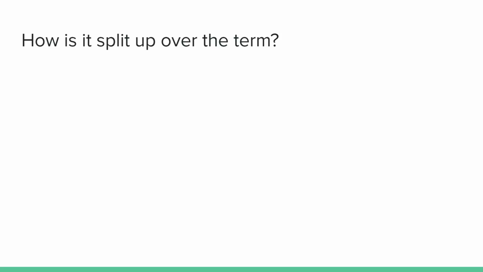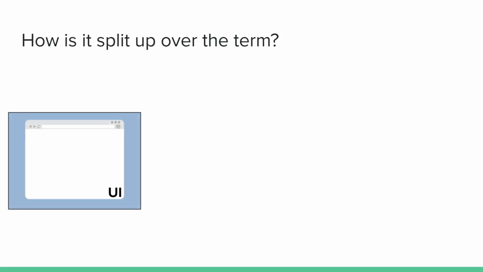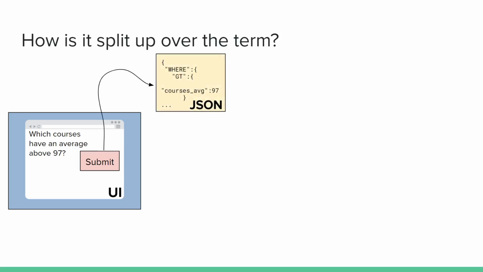Okay, back to the project. So what are its constituent parts? By the end of the term, a user should be able to interact with your system via some website. On this website, they should be able to ask a question like, which courses have an average above 97%? And when they hit the submit button, this question gets transformed into our intermediate query language as we described before.